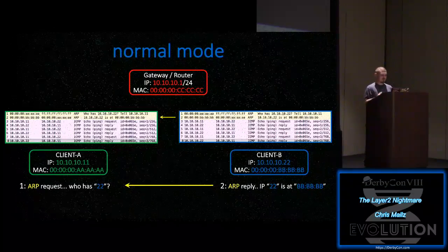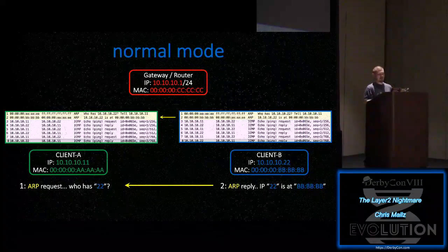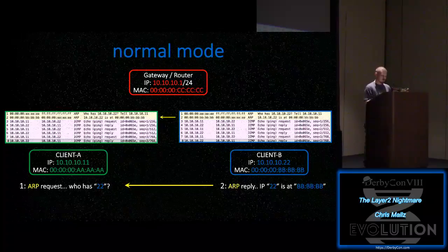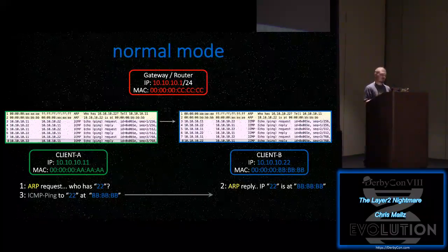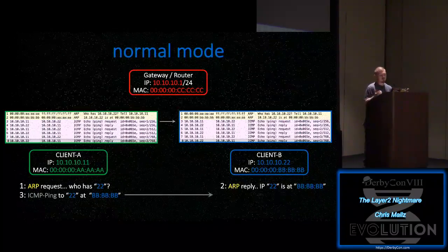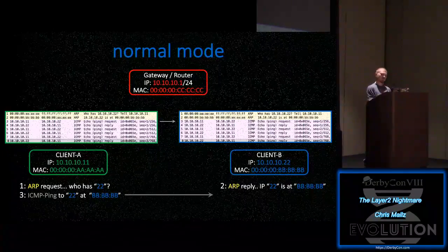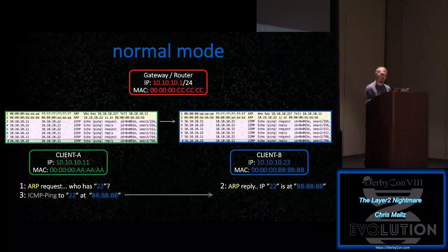IP address 10.10.22? Then client B, if it's there and it sees it, is going to respond and say, hey, this is me, I am here at the MAC address BBB. Once it sees that, we can send our ping, and it sends the ping directly to client B. And if this isn't a switch and this goes into a firewall, you're not going to see any of this traffic at all, whatsoever.